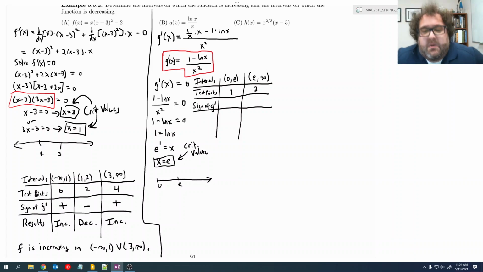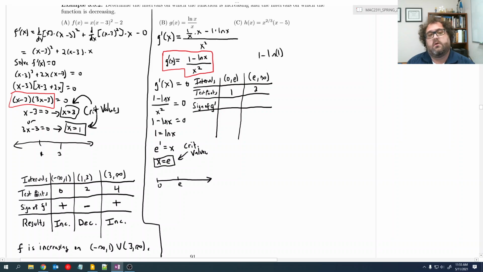Okay, so if we plug in a 1, what happens to the numerator? And essentially, what is 1 minus natural log of 1? Well, natural log of 1 is, anybody remember? 0. Natural log of 1 is 0. So 1 minus natural log of 1 is 1 minus 0, which is just 1. What's a positive number?